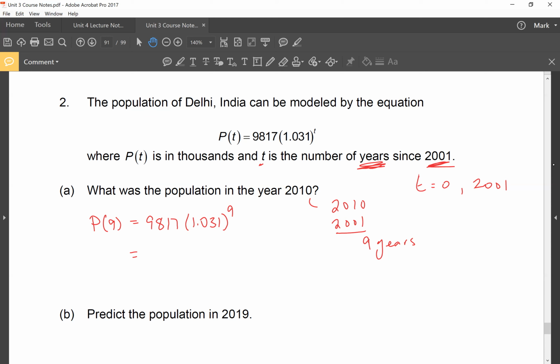So 9817 times 1.031 to the power of 9. And you get 12,921.3, but you can't really have 0.3 of a person, so I'll just say 12,921 people. So the population in 2010, I don't think Delhi, India is that small. Oh, this is in thousands. Never mind. Sorry. So let me fix that. It's in thousands. So this will be 12,921,000 people.